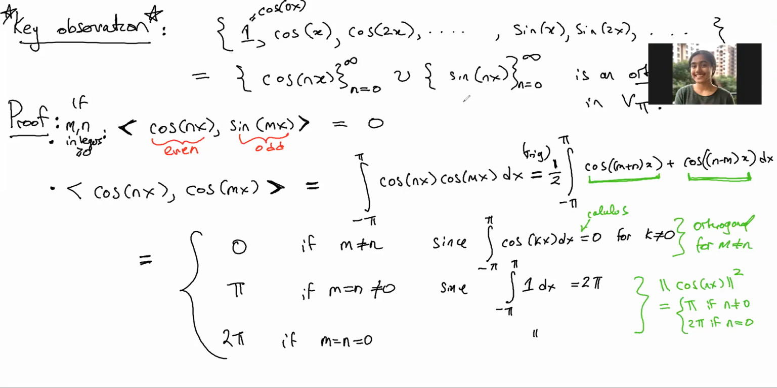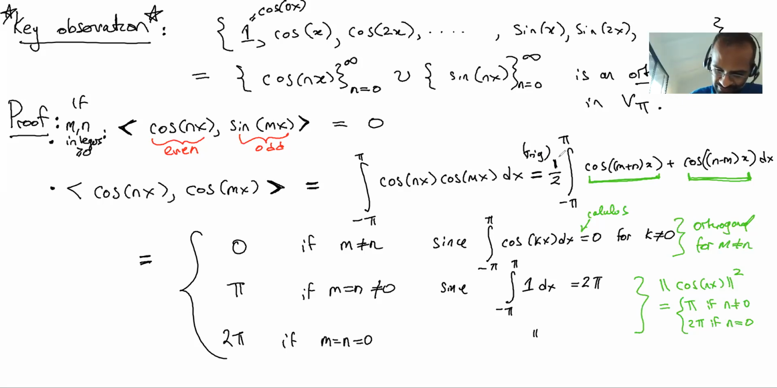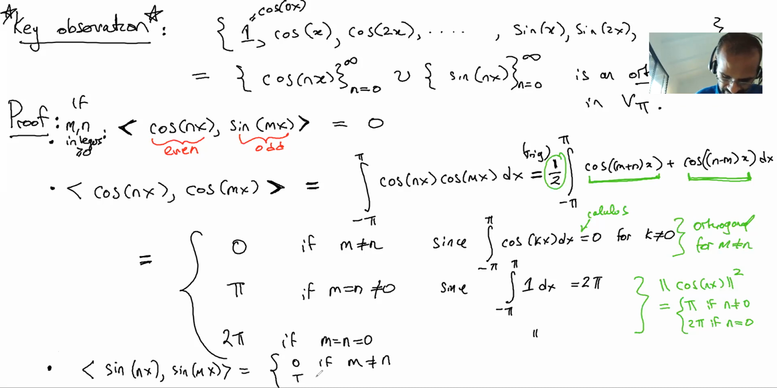Could you repeat why there is a half in front of the second condition when m equals n? How did the 2 pi become pi? Oh, because there's a half in front of the whole integral. Oh, okay. And then similarly, you do the same thing for sine. I won't repeat it. Sine nx, sine mx equals, here there are only two cases, equals 0 if m is not equal to n, and equals pi if m equals n.